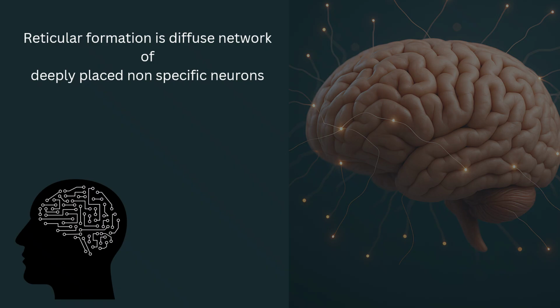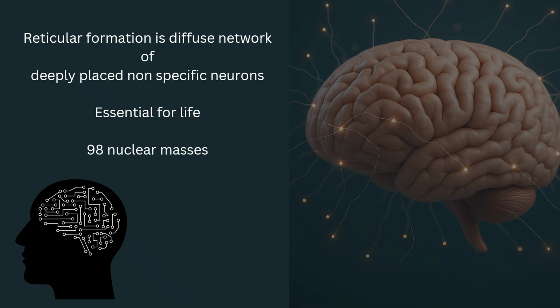Non-specific neurons have long dendrites and large axons, with a large diameter. It is essential for life. It is important for the arousal and alertness mechanisms, the sleep-wakefulness cycle. It is important for sensory modalities like pain sensation, and for motor activities and cardiovascular and respiratory functions.